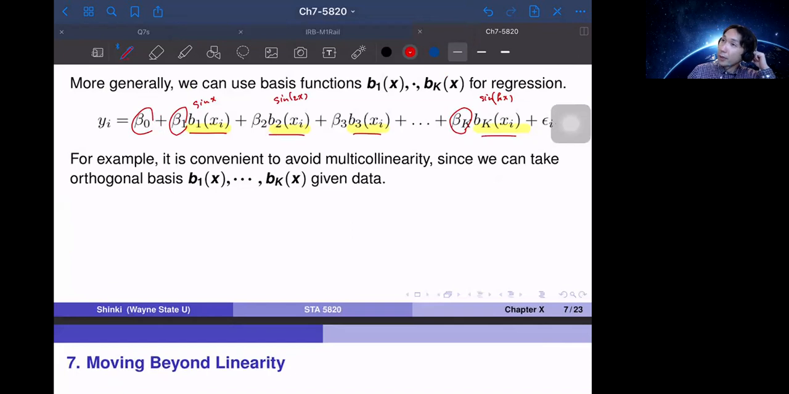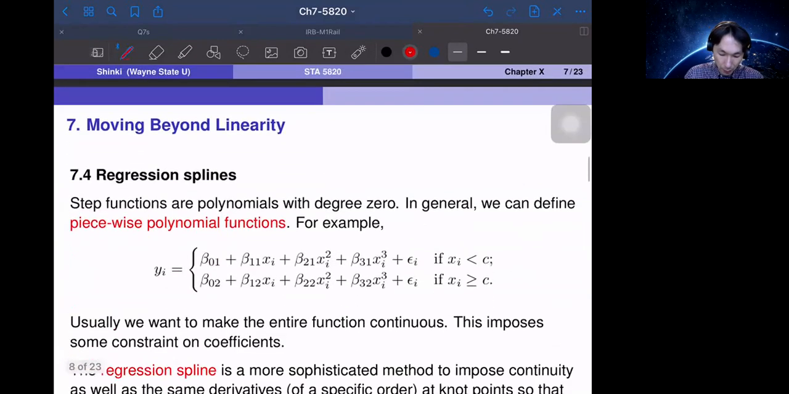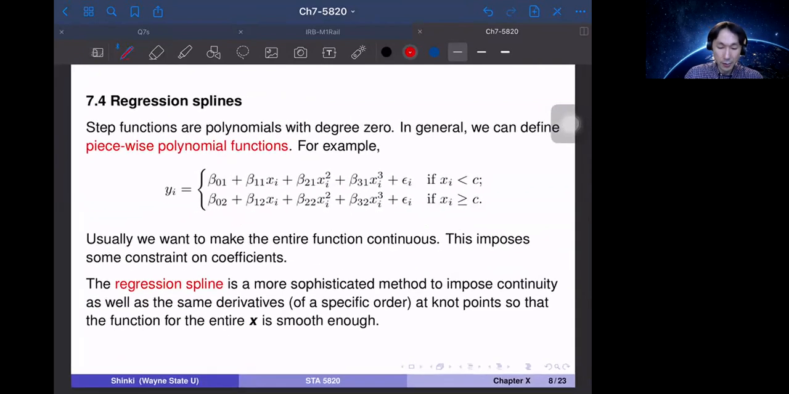So polynomial and sine curves are probably the most common examples. Other examples, we will see the spline, but those are probably the most important applications. So next, we think about a special case of this basis function.